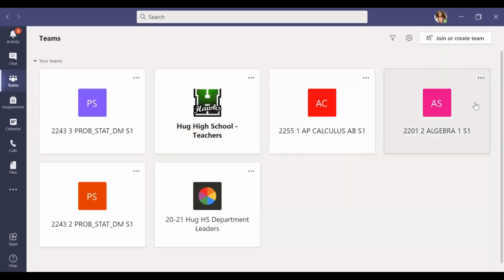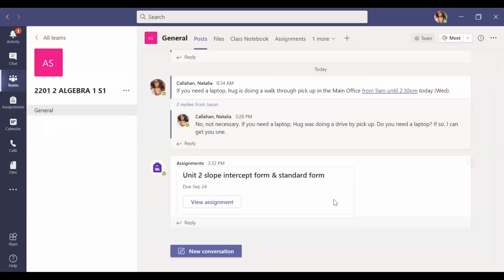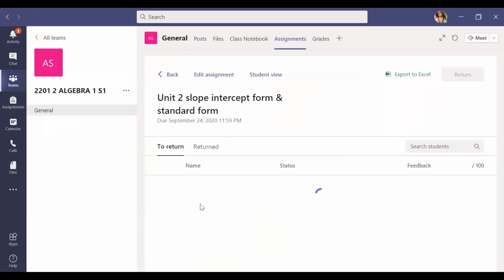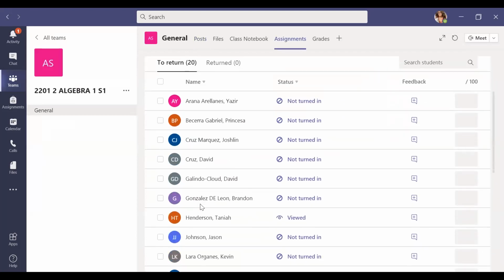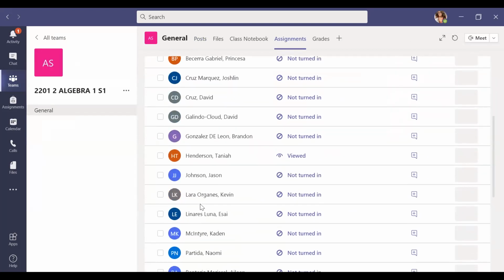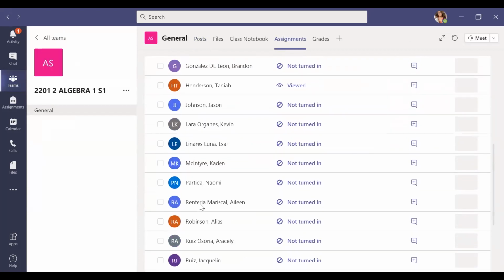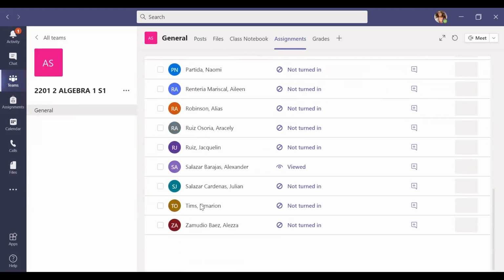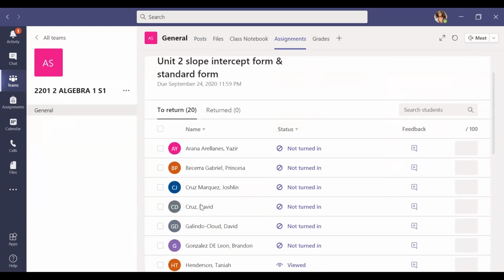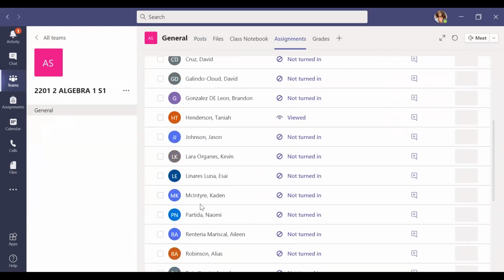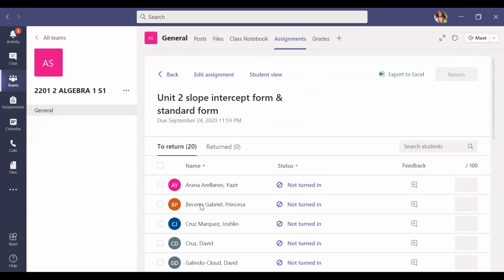When I look on my side, this is what I see, whether you have turned it in or not. Here are all the students that I have. Of course, none of you guys have turned anything in. I'm super surprised that Tanaya Henderson even viewed it because I actually just uploaded it. So yay, way to go, Tanaya. Good job, my dear. And also Alexander Salazar. Alex, good job. But you want to make sure you have access to this, and then take a picture and just turn it in.